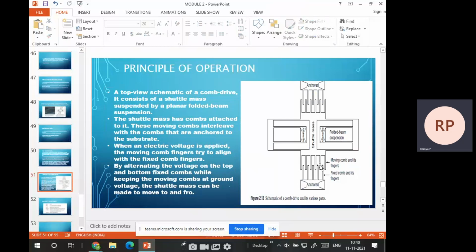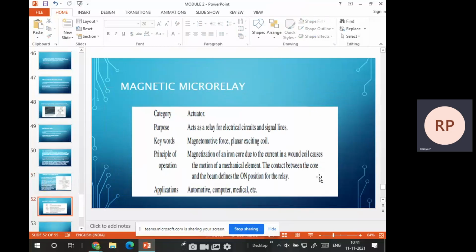Whenever they started cleaning this actuator, the boilers, they noticed layer-to-layer formation of oxide. This was also sensed by that particular person using these Coombe drivers only. This will be acting as a sensor as well as an actuator. Okay, so next you have the magnetic micro relay.